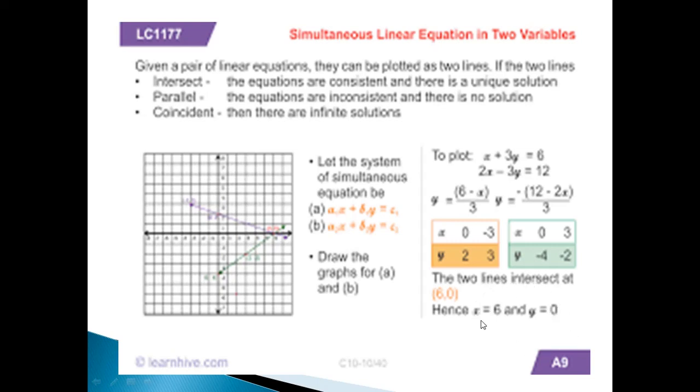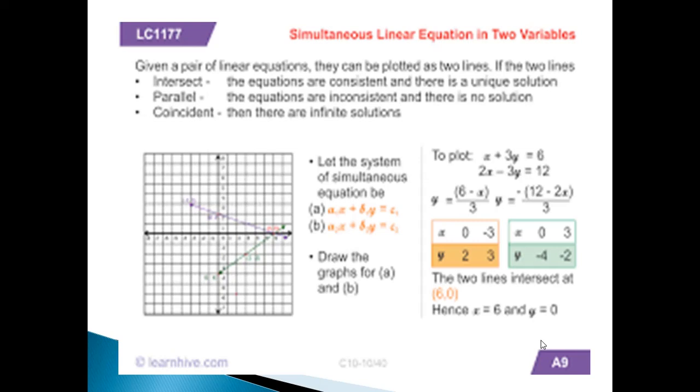These are the only solutions. That's why it is called a unique solution. No more other solution for this equation. There is only one pair. That's why it is called a unique solution. So intersecting: equations are consistent, unique solution. Parallel: the equations are inconsistent, no solution. Coincident: the equations are dependent, there are infinite solutions. That means many solutions.